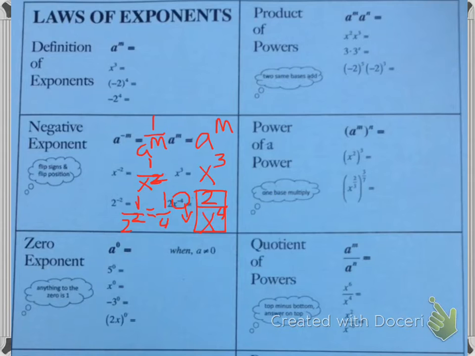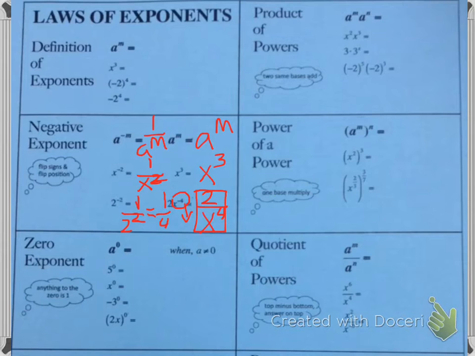So if it has a negative exponent, it moves. You flip the position. You bring it to the denominator. If it's already in the denominator, you move it to the numerator. If it has a positive exponent, you don't move it. The 2 here had an invisible 1, so it stayed the same.